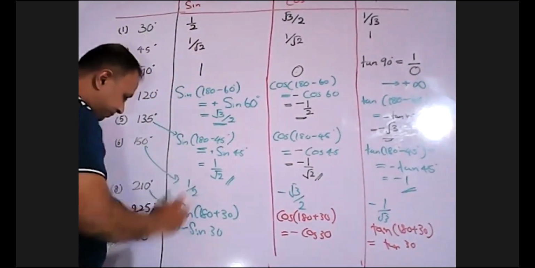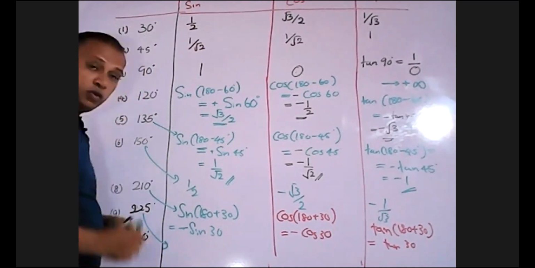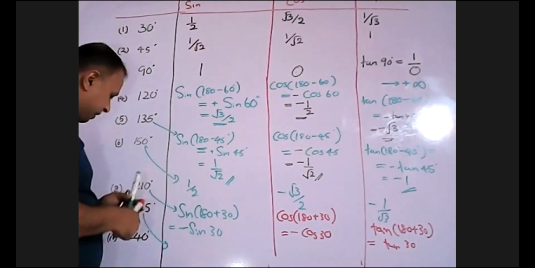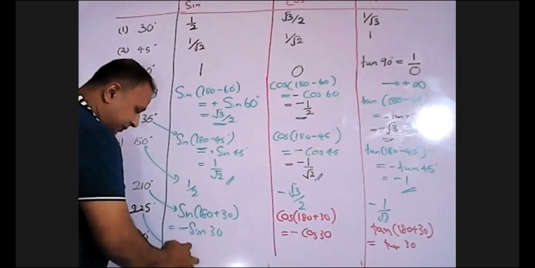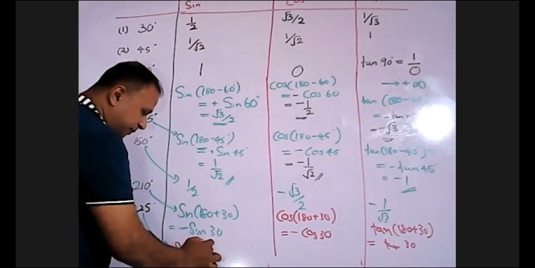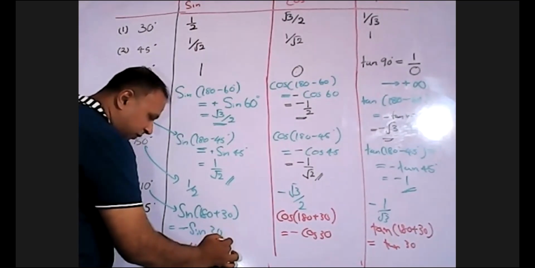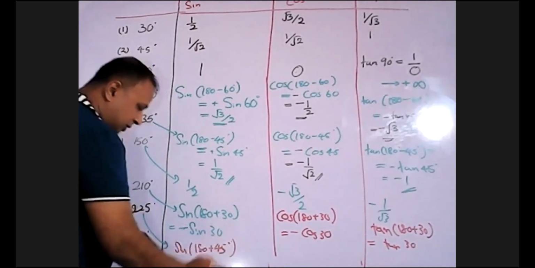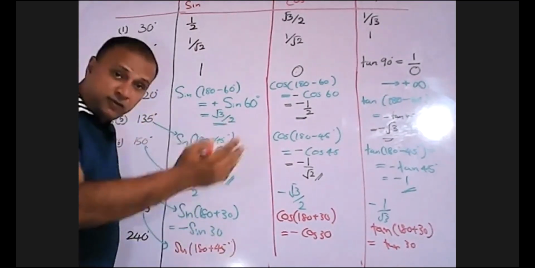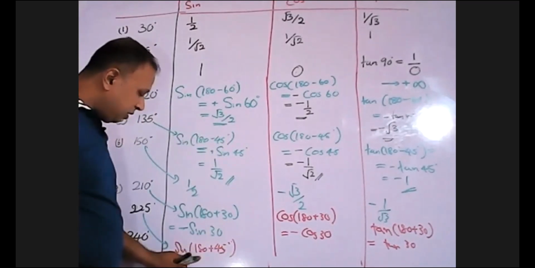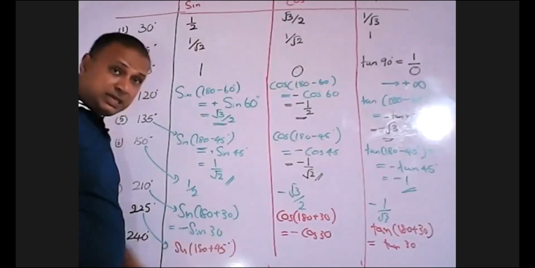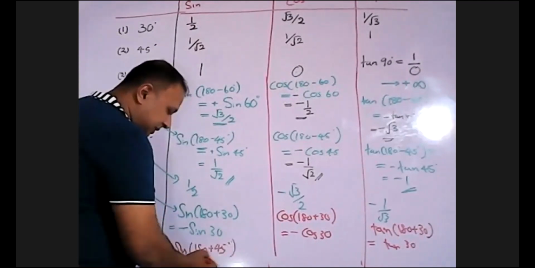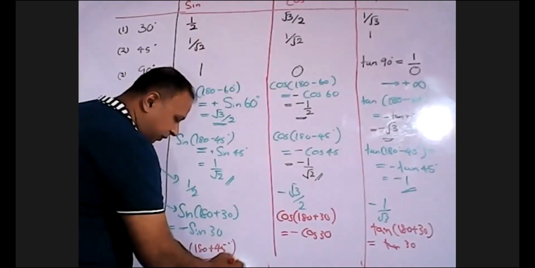Then 225. 225 can be written as 180 plus 45. Therefore, sin 225 can be written as sin of 180 plus 45. So this is equal to sin 45.